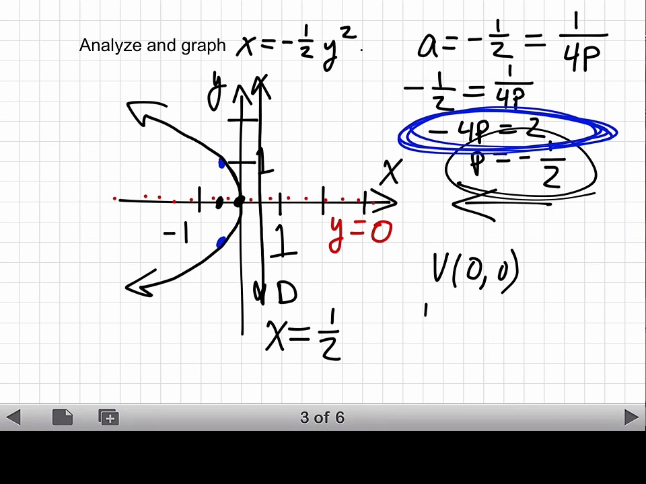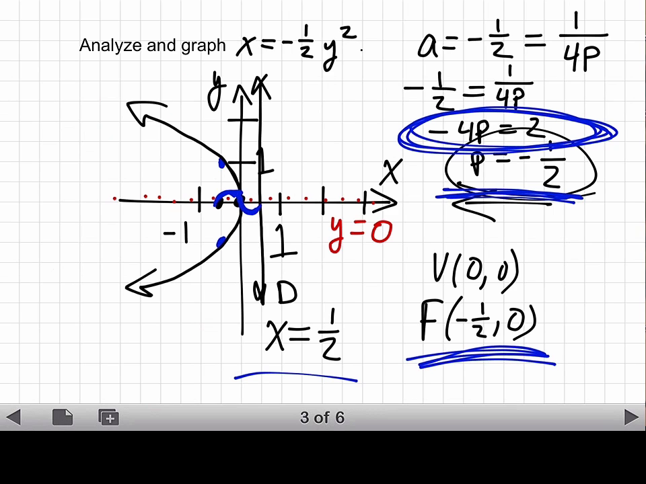Again, for bookkeeping here, the focus is at negative 1/2, 0. So wrapping up, p is negative 1/2. The negative tells us it opens in the negative direction, and the 1/2 is the distance between the vertex and the focus. It's also the distance between the vertex and the directrix. That distance being 1/2 means that the directrix has an equation x equals 1/2, a vertically oriented directrix. And again, that being negative 1/2 gives me that the focus is at the point 1/2, 0.